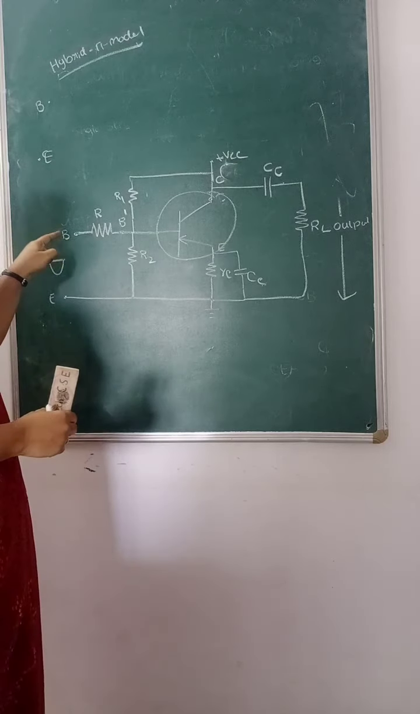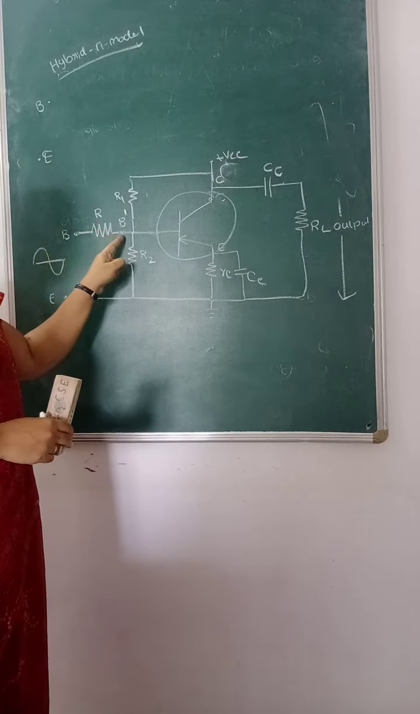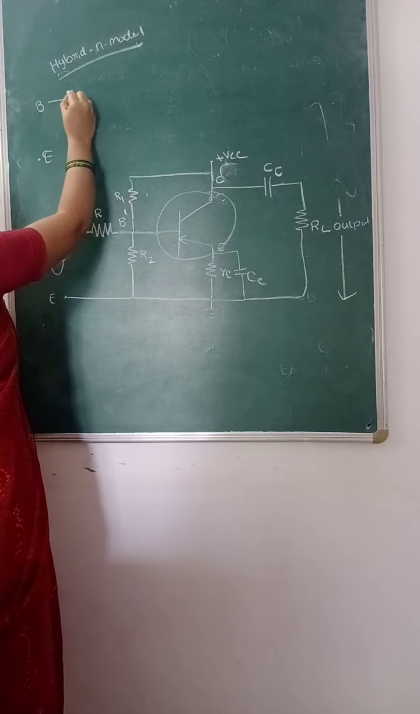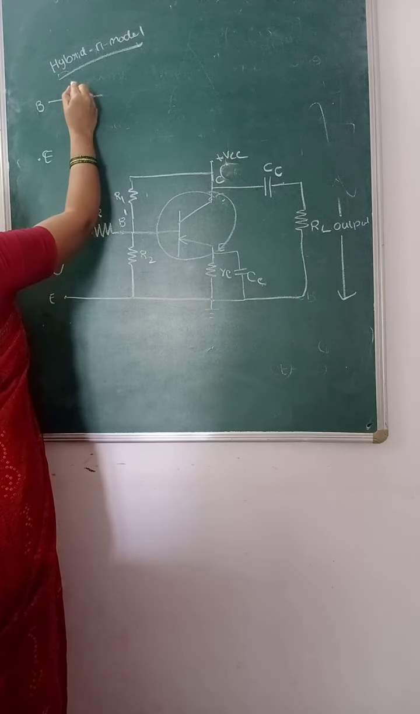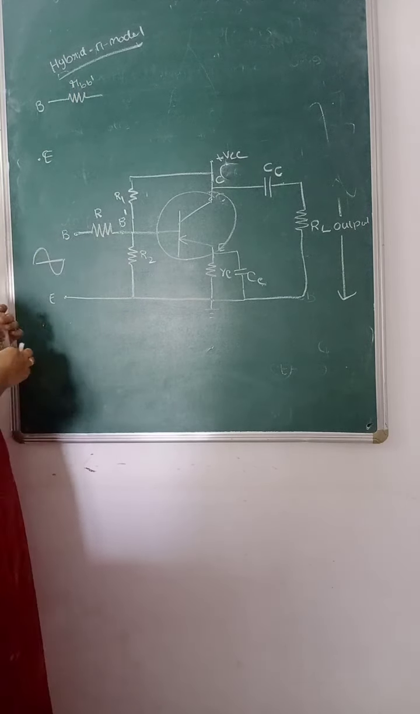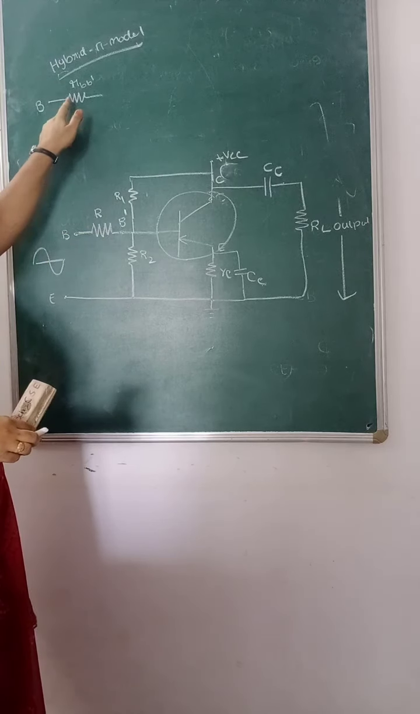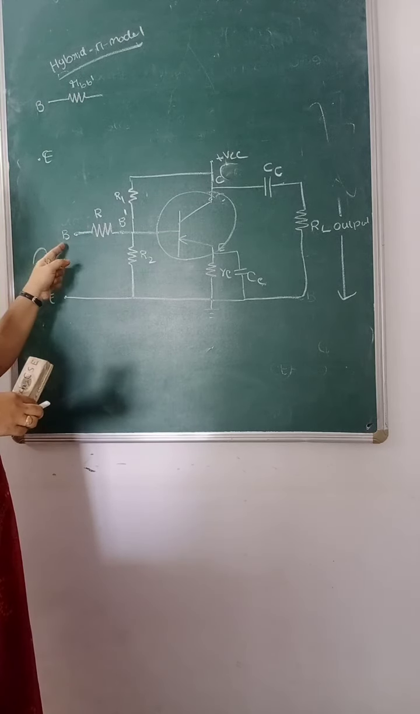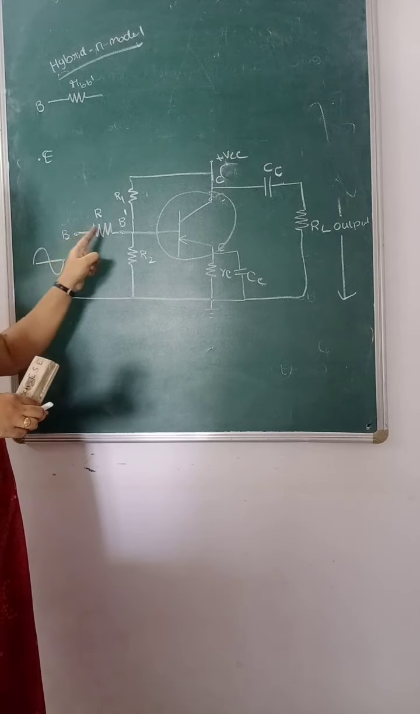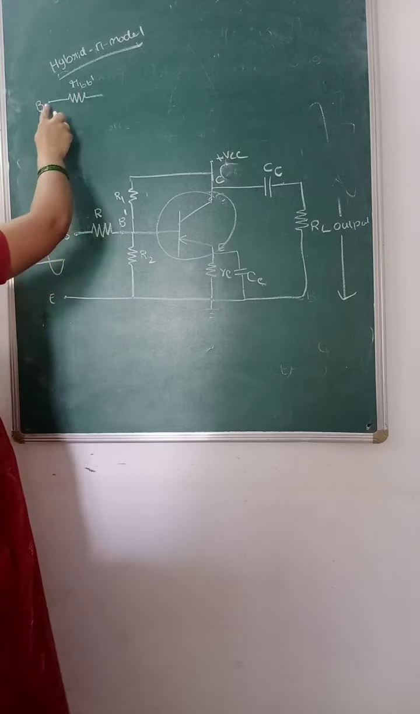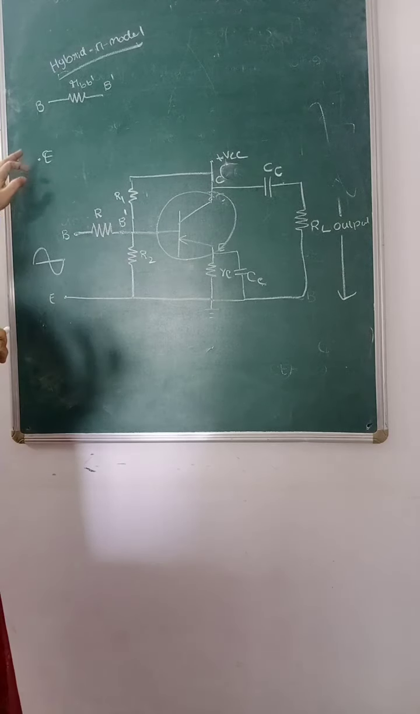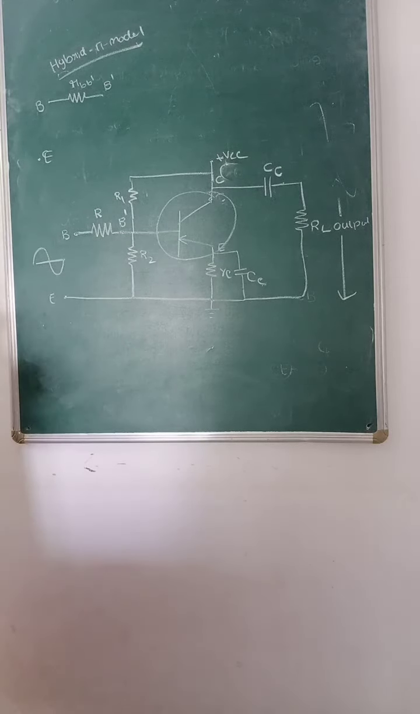Between the base and the interbase terminal we will have a resistance here. So here we will draw the resistance small r between the terminals B and B dash. This is the resistance offered by the transistor between the terminals B and B dash. RBB dash is the resistance offered by the transistor between the terminals B and B dash.